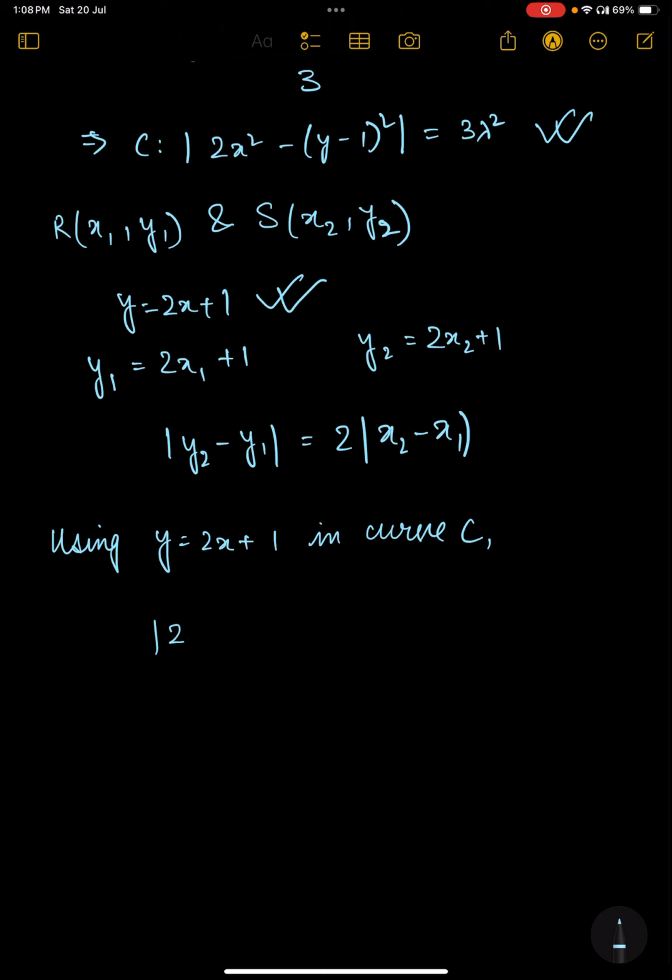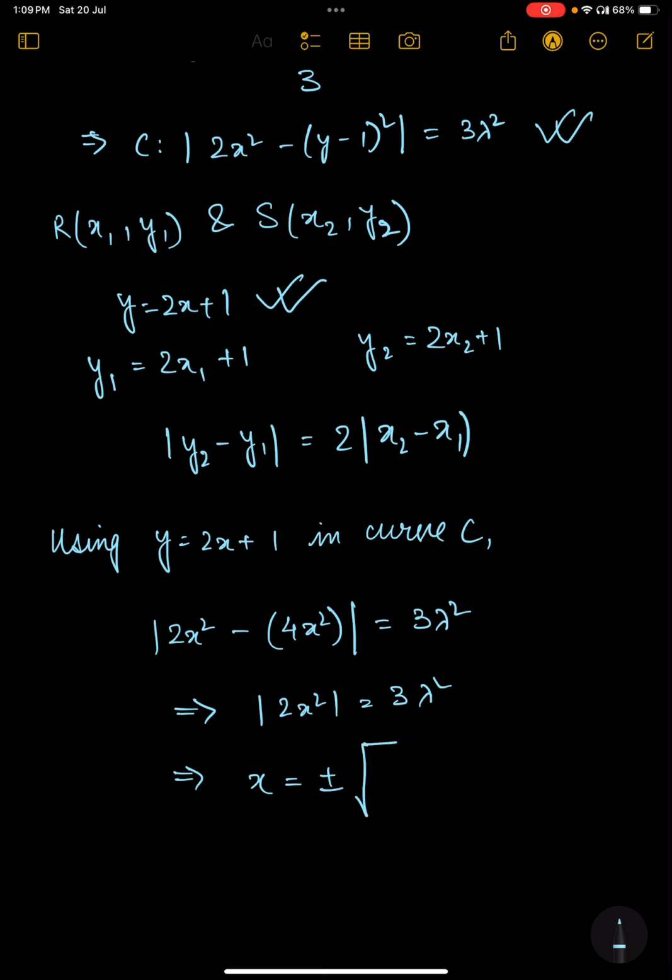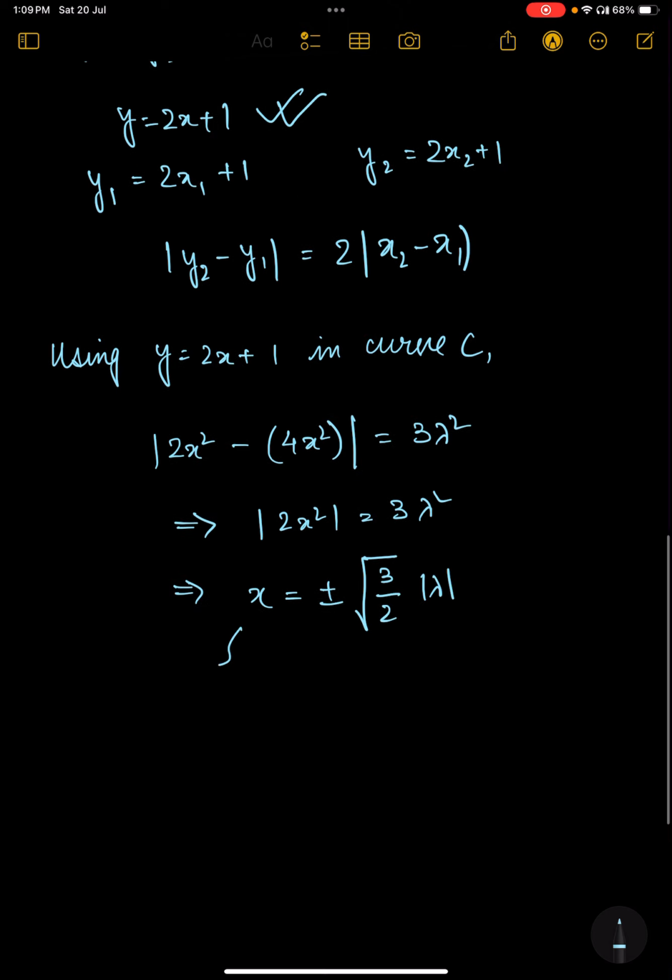So we have mod 2x square minus 4x square is equal to 3 lambda square. Now this gives us that mod of 2x square is equal to 3 lambda square. This eventually gives us that x is equal to plus minus root over 3 by 2 mod of lambda. Now this x can be x1 as well as x2.